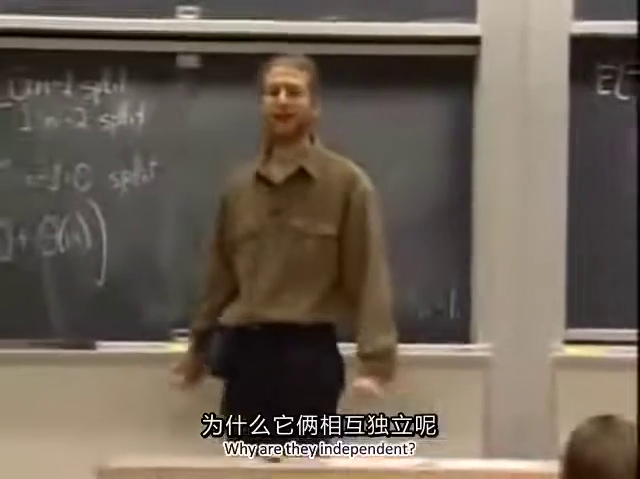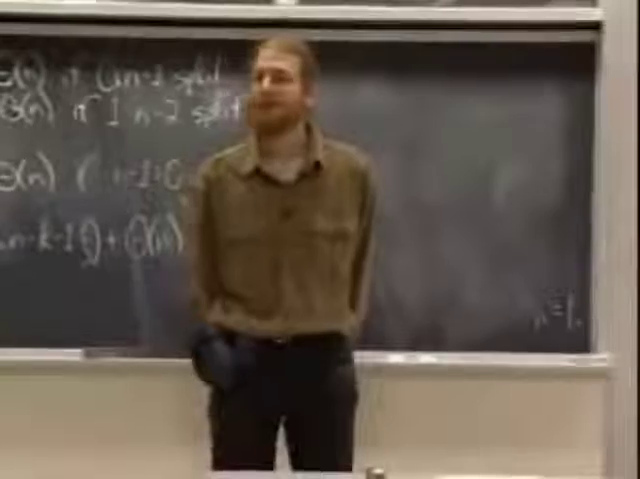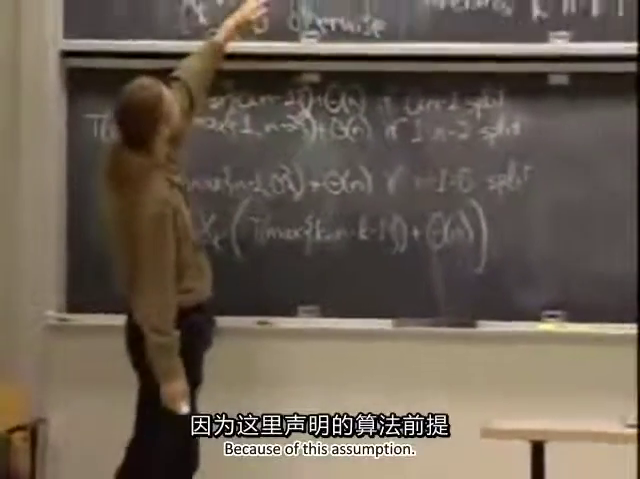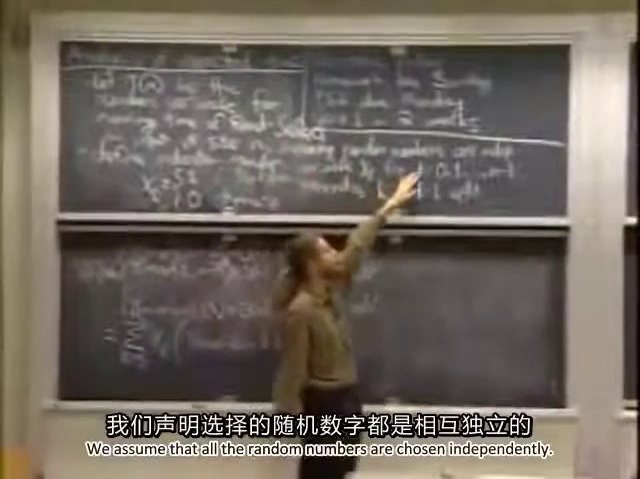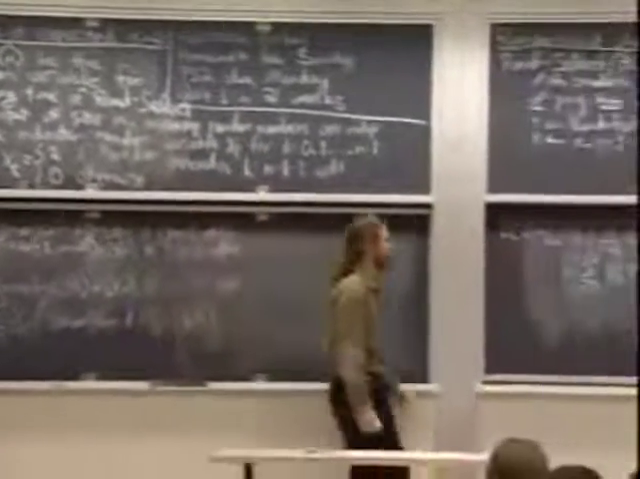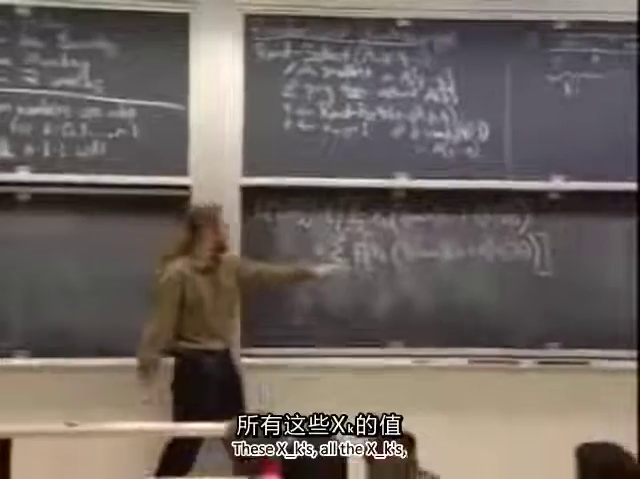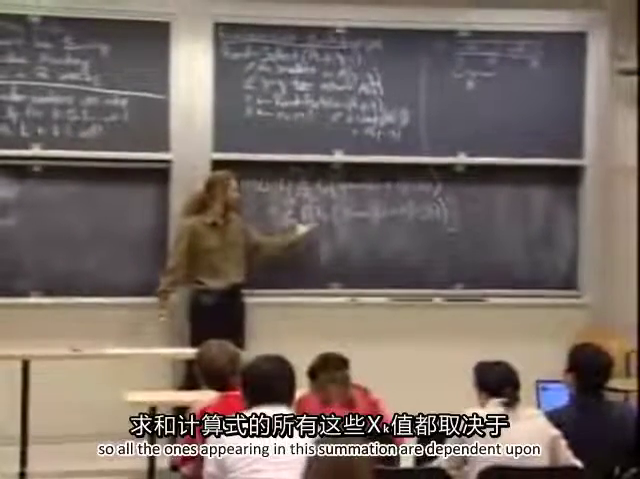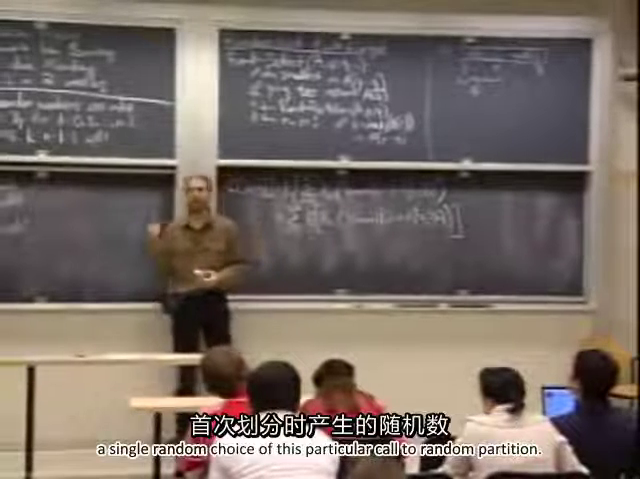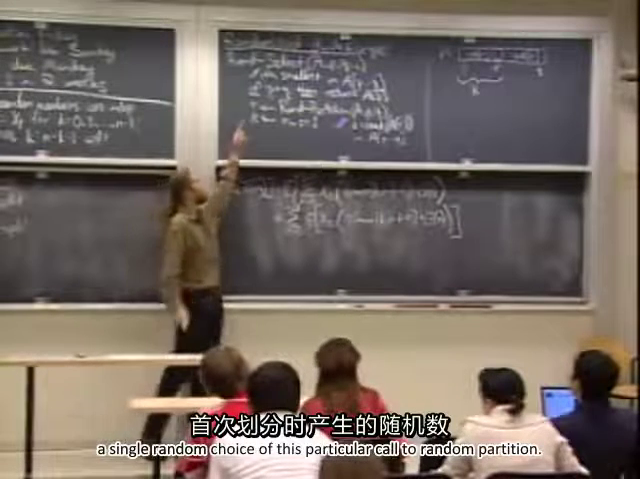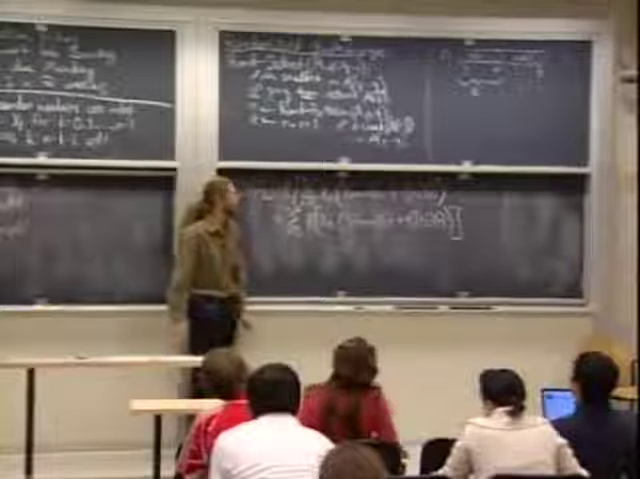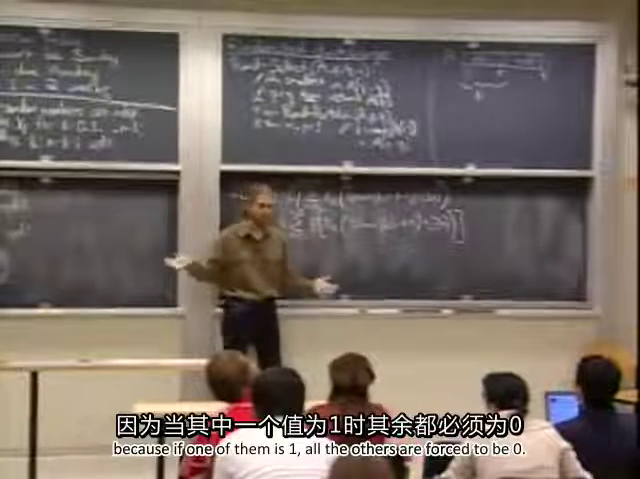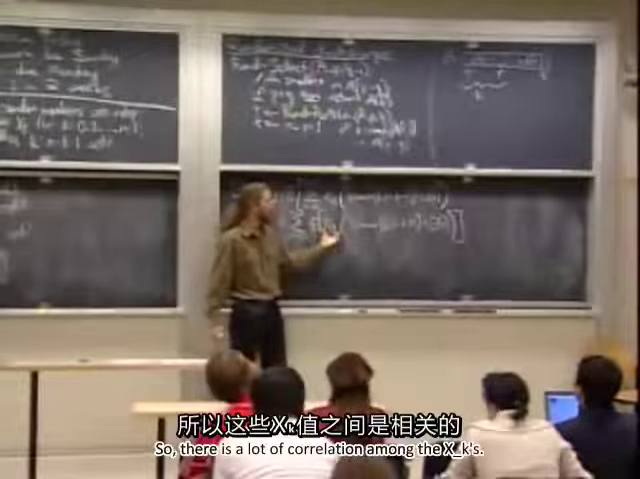So why are they independent? Because of this assumption that we assume that all the random numbers are chosen independently. So we need to interpret that here. All the X_k's, X_0 up to X_{n-1}, so all the ones appearing in this summation, are dependent on a single random choice of this particular call to random partition. So all of these things are correlated, because if one of them is 1, all the others are forced to be 0. So there's a lot of correlation among the X_k's.